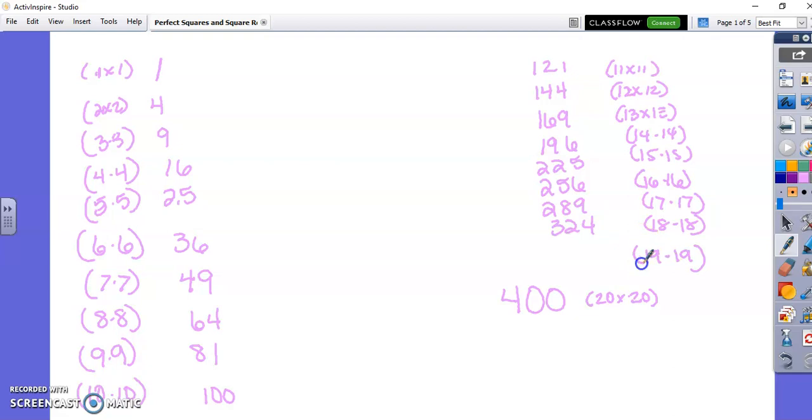19 times 19, 361. If you prefer to write the perfect square triangle, then you should have also listed that on your scratch paper before you begin to take your test. And you can refer back to these notes or your perfect square triangle throughout your test when you hit the perfect squares and square roots questions.